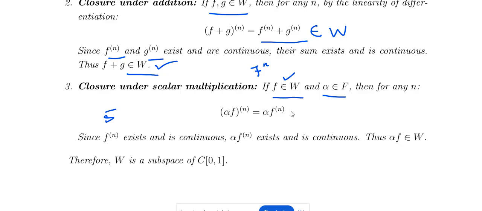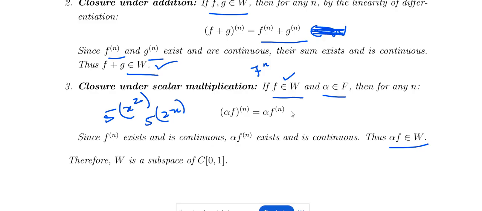Now if we differentiate 5 times x square, the 5 is not affected: 5 into 2x. Okay, am I correct? Alpha is like 5. So alpha f whole power n, we can define as alpha times f power n. So if f power n exists and is continuous, then alpha f power n exists and is continuous. Now the corresponding function alpha f should belong to W.